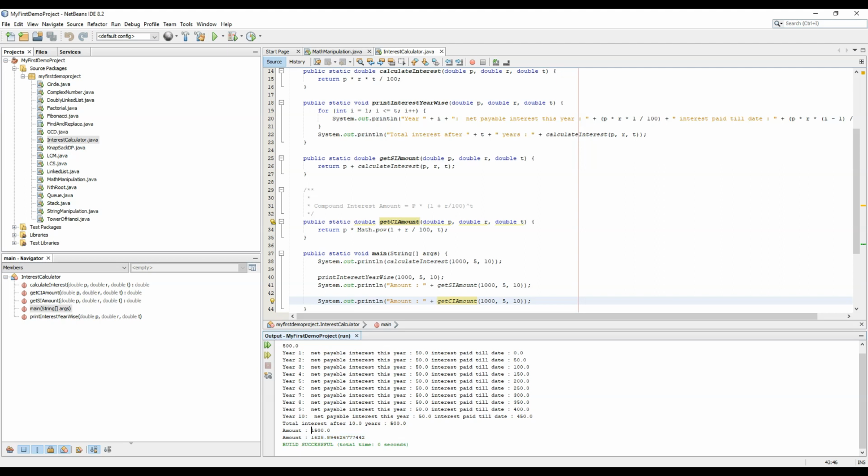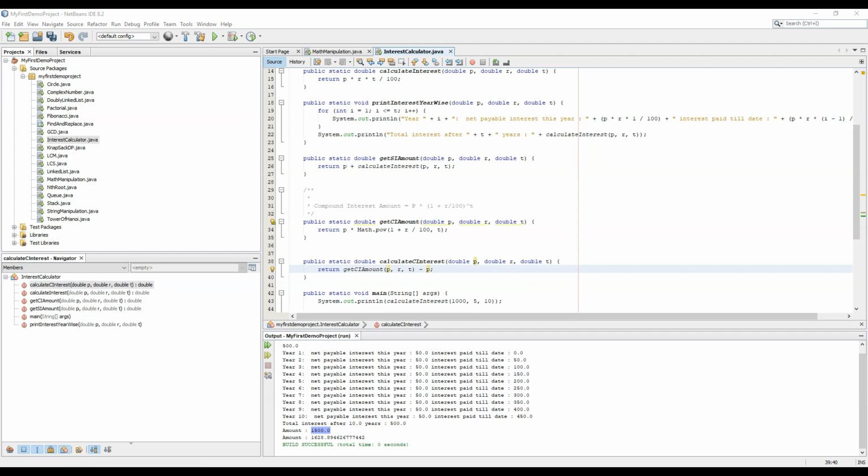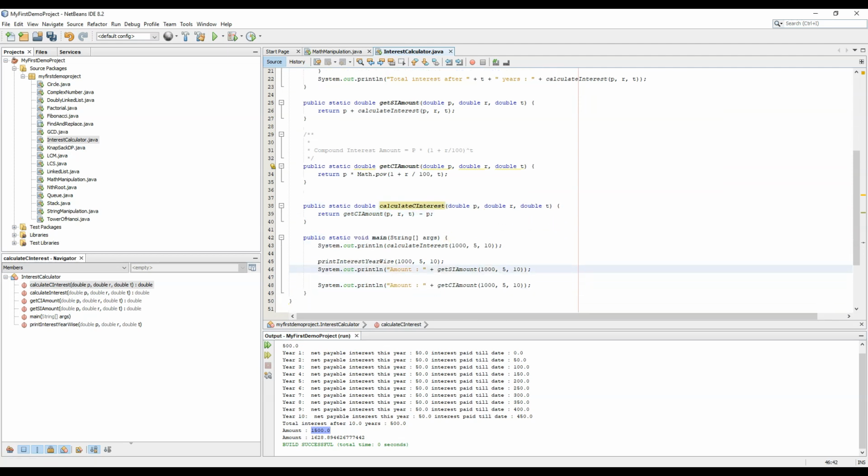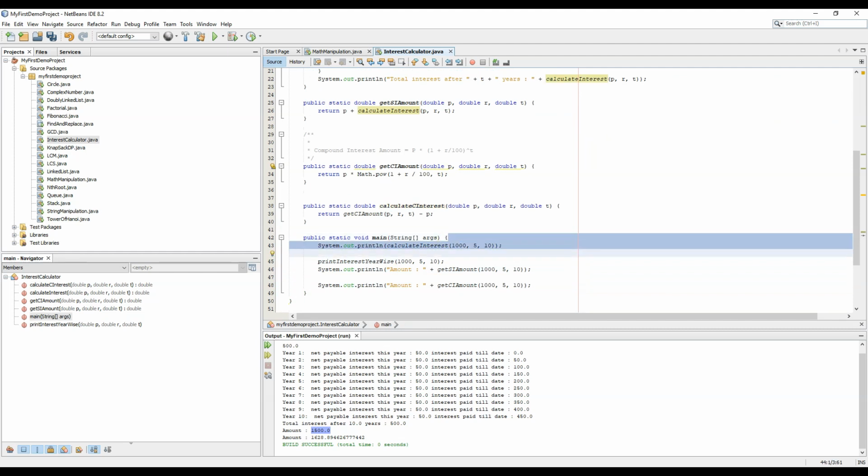And second, we have to create a function to calculate the compound interest, and the compound interest is equal to the amount minus the principal. So let's create a function for that. So I have created this function calculateCInterest, or calculate compound interest, and now I will use this function here.